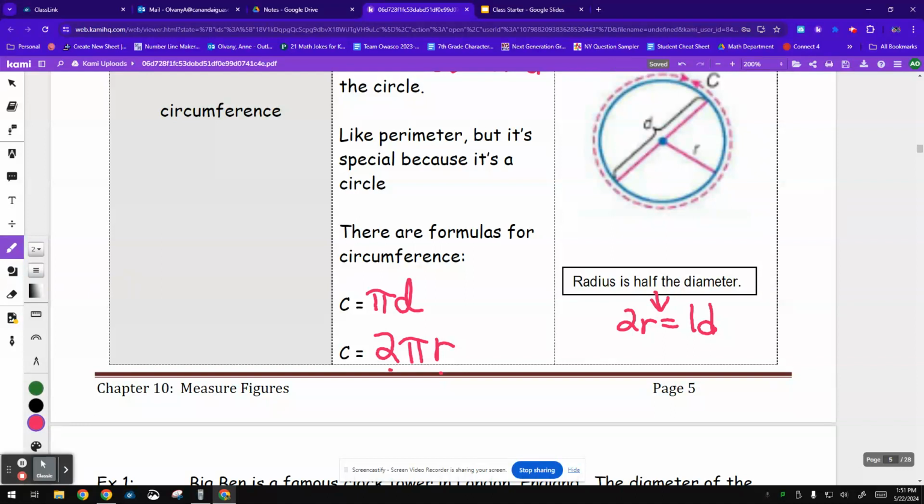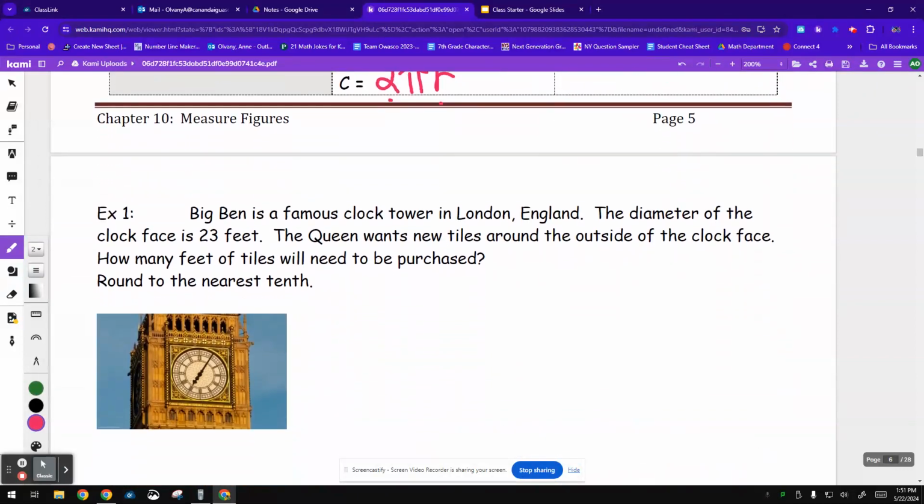So we're going to practice calculating circumference using these two formulas. I have no idea what's wrong with my microphone.